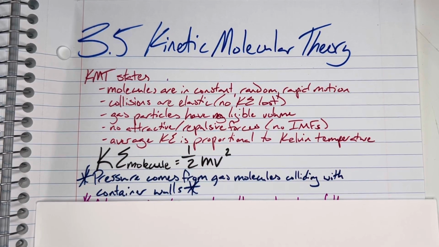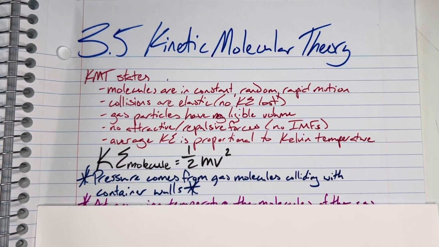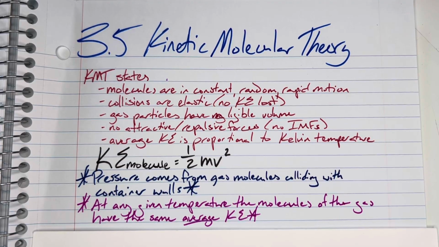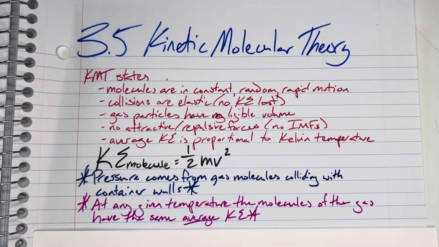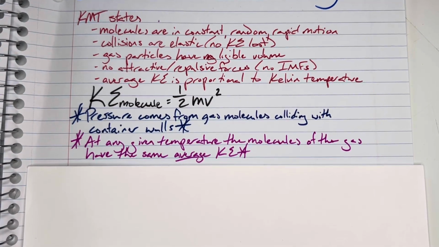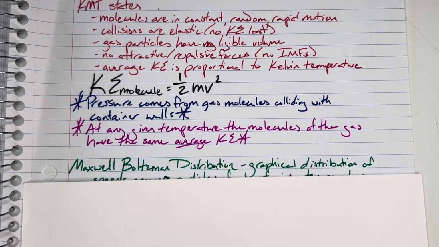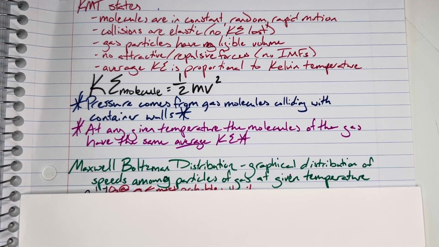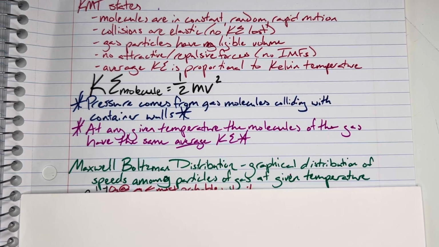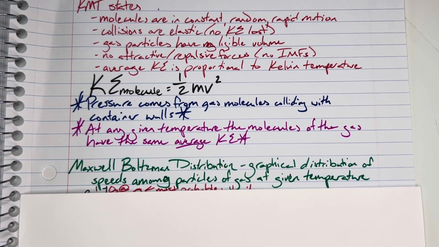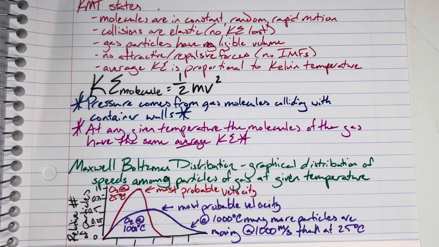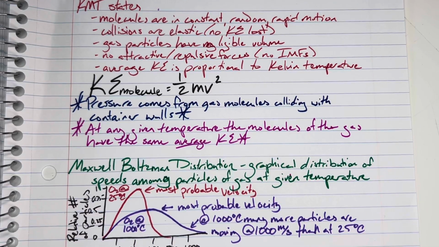It's important to remember that pressure is going to come from the gas molecules colliding with the container walls, and that at any given temperature, the molecules of a gas are going to have the same average kinetic energy. The Maxwell Boltzmann distribution is a graphical distribution of speeds among particles of a particular gas at a given temperature. And this is an example of what this could potentially look like.